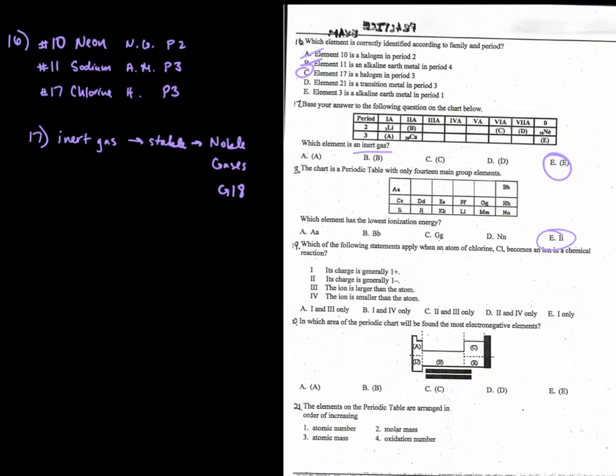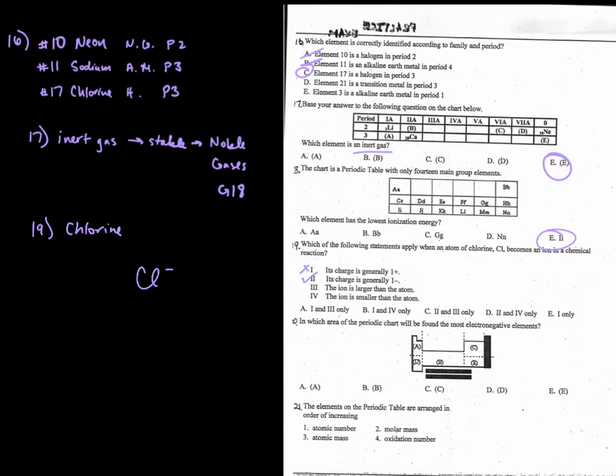Number 19. Which of the following statements apply when an atom of chlorine becomes an ion in a chemical reaction? So before it wants to bond with anyone, it needs to become an ion. So chlorine has 7 valence electrons, so it usually becomes an anion, a charge with -1. So that's choice 2 is correct. Statement 1 is incorrect.